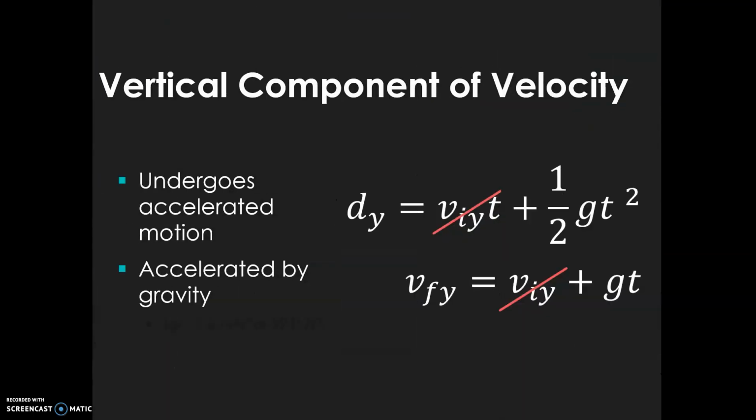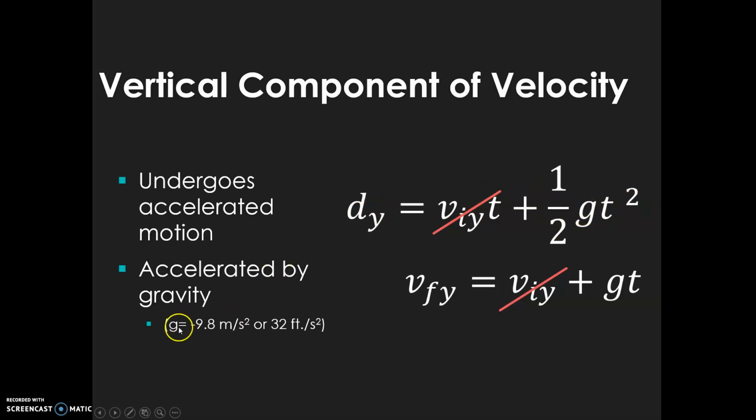Now, the vertical component of gravity is going to undergo acceleration. We're going to assume that the initial velocity in the up-down direction is negligible. You're not throwing it down; usually you throw it horizontal. At this point, we can just get rid of the initial velocity in the y direction. But then the distance is going to be 1/2 times g t squared.